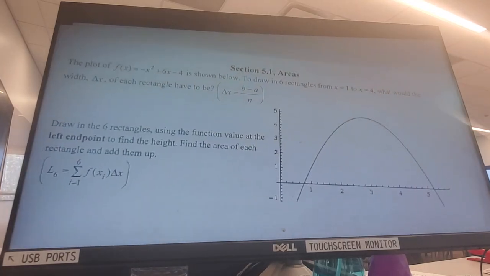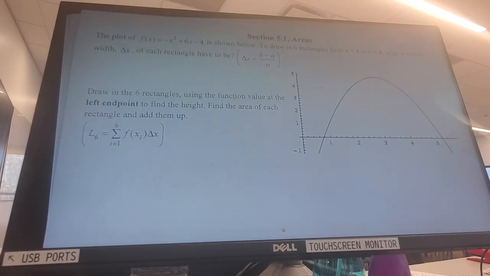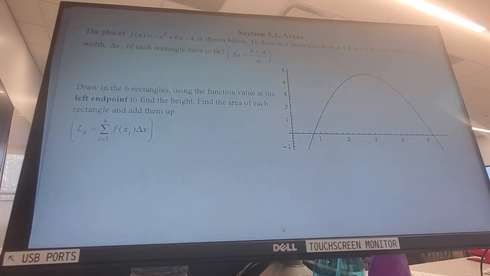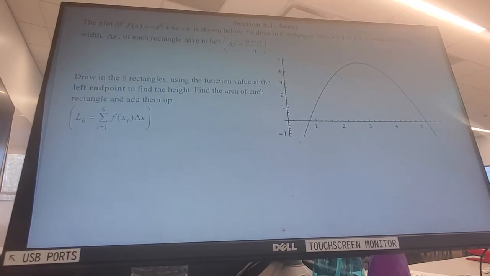Okay. So let's do this. Everybody flip your paper over. Let's take a look here. Okay, so how many rectangles do I want to use? I've got the function. I've given us a picture of it. How many rectangles do I want to use? 6. And I'm going from where to where? Be really careful. I give you a bigger picture than you need. I only want to go from what to what? 1 to 4.